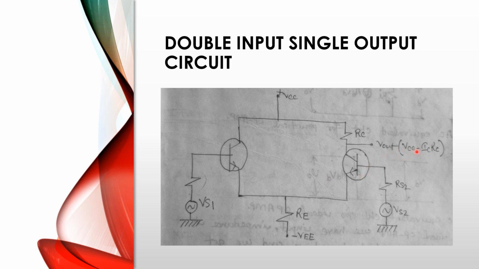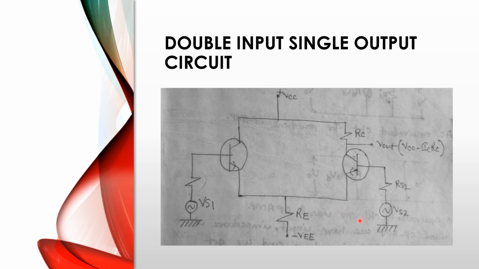Vout equals VCC minus ICRC. When we apply Vs1 greater than Vs2, the right transistor collector current will decrease. And if this collector current decreases, that means the ICRC portion decreases, then Vout will increase, VCC minus ICRC. If ICRC decreases, then Vout will increase, and that's why we call Vs1 the non-inverting input terminal.